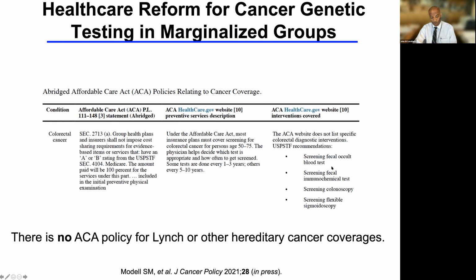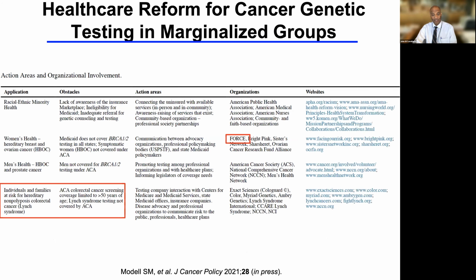But there was no Affordable Care Act policy for Lynch or other hereditary cancer coverages. So that is a gap. This is a paper that's in press from a Journal of Cancer Policy, looking at individuals and families at risk for hereditary non-polyposis cancer or Lynch syndrome. So the ACA just limited those for 50 or older. Lynch syndrome was not covered by the ACA, but there's a number of organizations that are advocating for this.